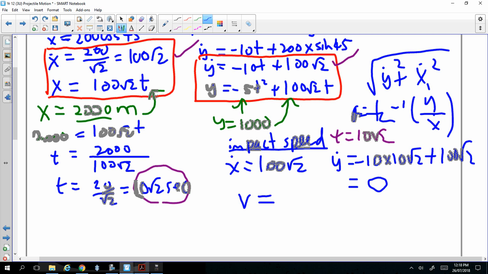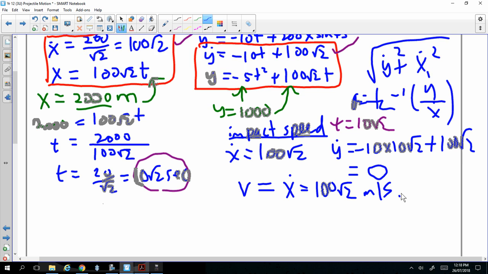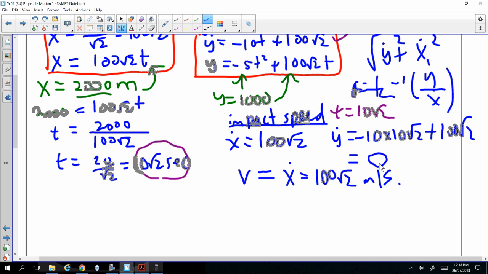Okay? And to find the angle, because y dot is 0, therefore the impact angle must be 0. That's the impact angle. Alright, so that was pretty quick.